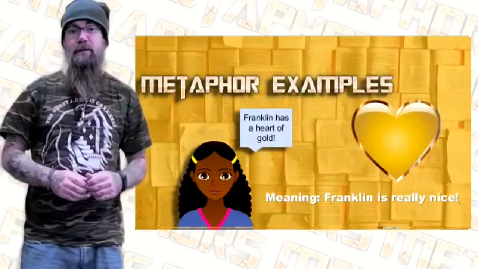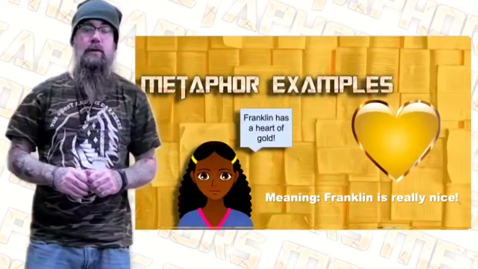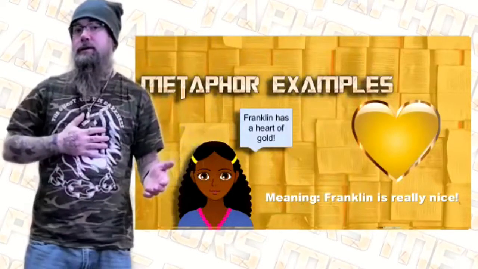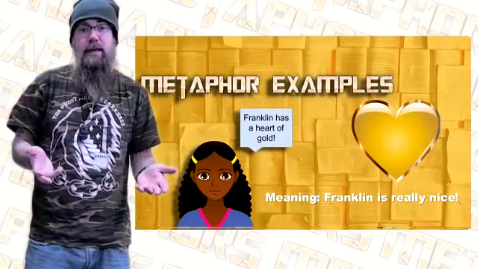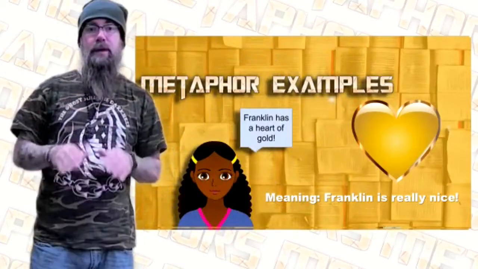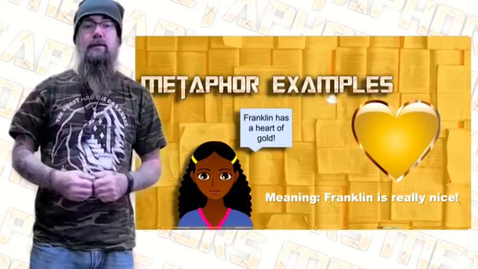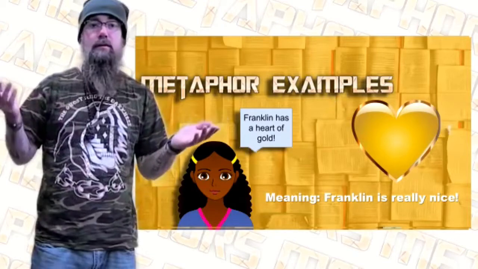Here's another example of metaphor. This lady says, Franklin has a heart of gold. Well, you're comparing his heart to gold. Well, what could that mean? Well, it's probably that he's pretty nice and a caring person. Comparing someone's character or heart to gold means they are just a great, great person because gold is great.